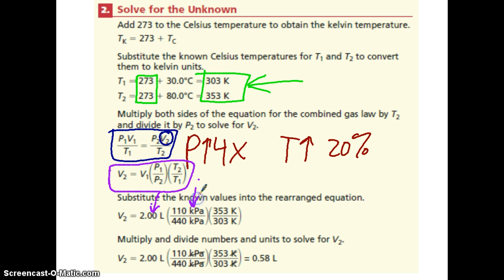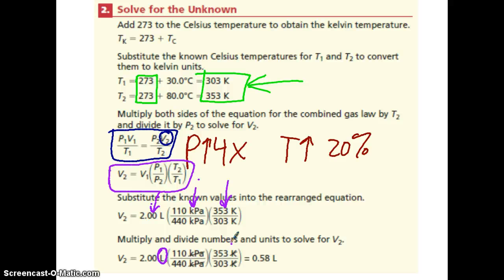There are the two pressures, and there are the two temperatures. Work out the numbers. All the units are going to cancel out except for liters, because that's what I'm going to have my answer in anyway. This is a fourfold effect. This is just a little bit more than, well, a little less than 20% effect. That's not going to have as great an effect. You have a final answer of 0.58 liters.